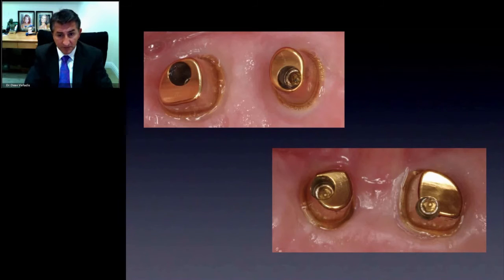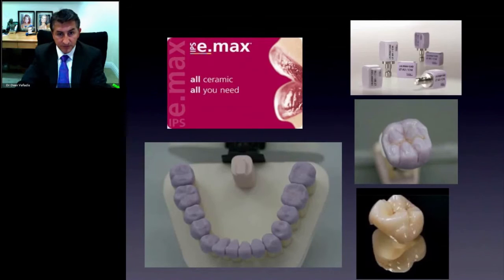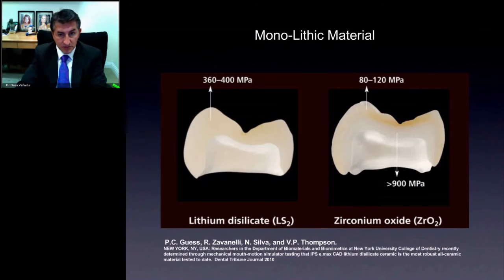So we try on our abutments. They fit into a great position. The tissue is going to be maintained here and supported. Okay, so we have computerized abutments and computerized restorations. We're going to use an Emax monolithic, very strong material.